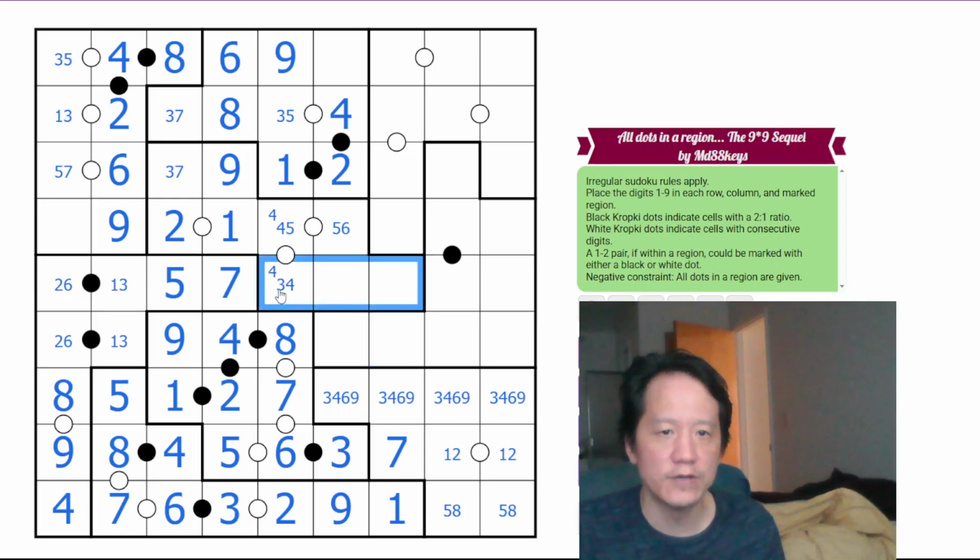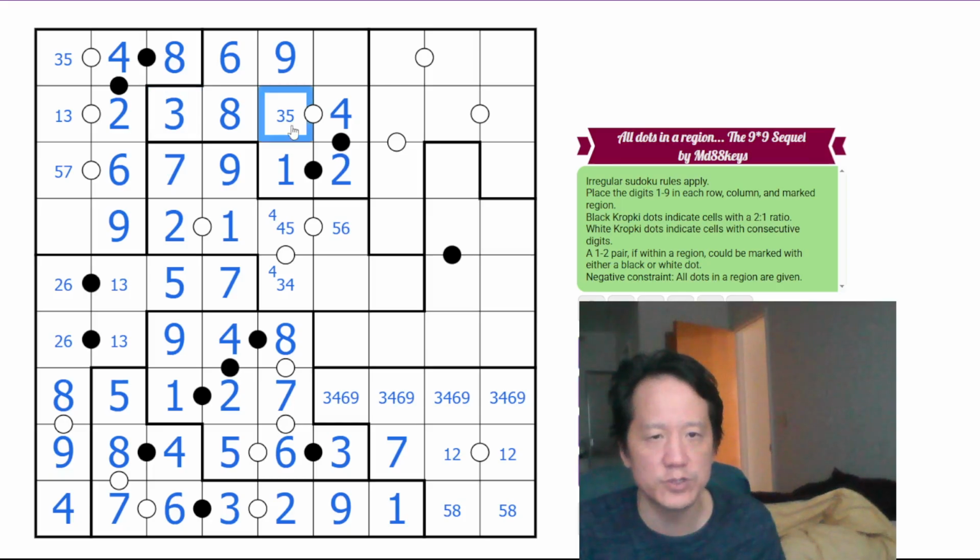7 cannot be any of these cells, and cannot be any of these cells. Where is a 7 in this region? It must be here. So this is 7, which makes this 3, which makes that 5. The 3 also makes this a 1. This is 3, 5, or 7 as possibilities.